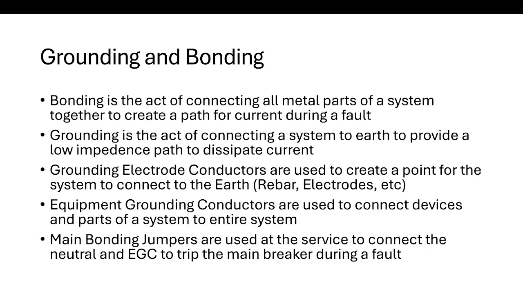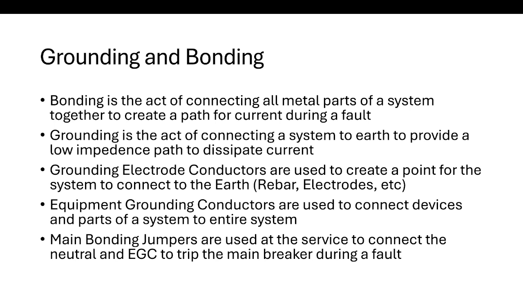Grounding and bonding. This is another big one, and we get a lot into it next semester, so I did it about as simply as I could. So, bonding is the act of connecting all metal parts of a system together to create a path for current during a fault. Grounding is the act of connecting a system to earth to provide a low impedance path to dissipate current. The grounding electrode conductors are used to create a point for the system to connect to the earth, and are commonly concrete encased electrodes, pieces of concrete or rebar in concrete, grounding electrodes, etc.